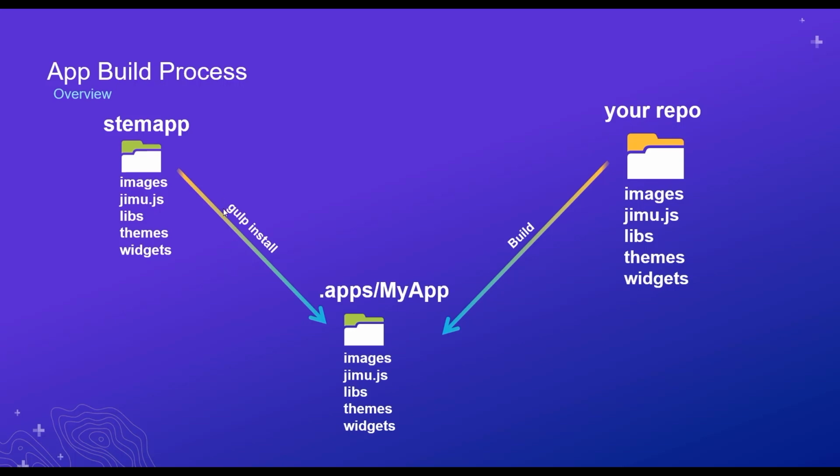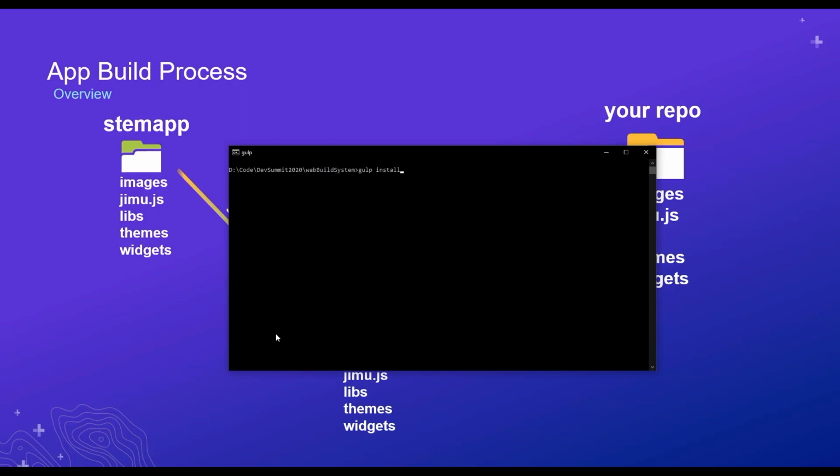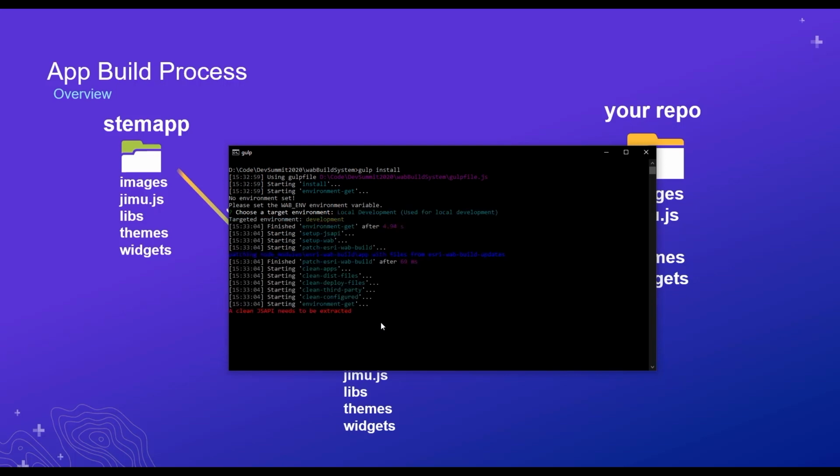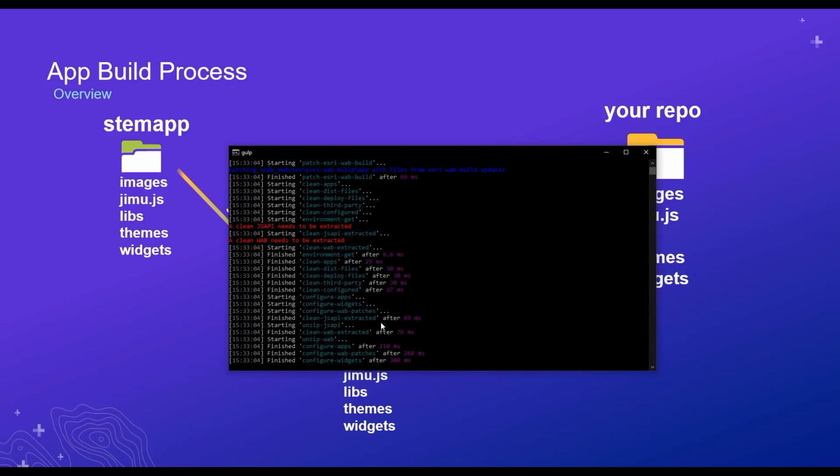So step one in doing this in gulp is we have a gulp task built that we can just run gulp install, and it'll take the files that we need from STEM app and put them into our my apps directory. Let me show you. So we get to choose which environment we want to use. We'll use local development. And it's telling us that we need a clean JavaScript API and a clean Web AppBuilder extraction.